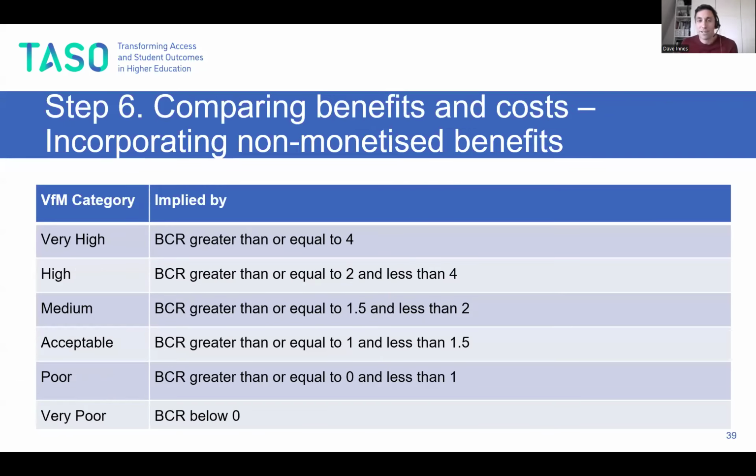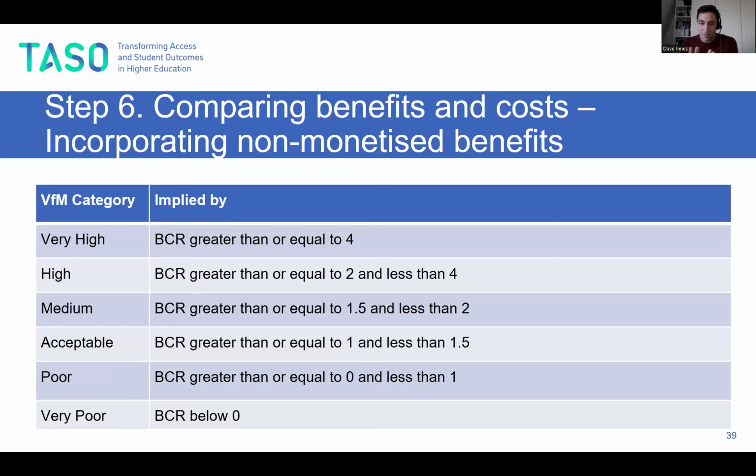Now, as I mentioned previously, it may be that we're not able to monetize all benefits. So in that situation, we want to be able to include those non-monetizable benefits within our cost benefit analysis. The way that we recommend that you do this is by identifying a value for money category associated with the intervention or program. And those categories have equivalents in terms of what the benefit to cost ratio metric is that are shown in this slide.